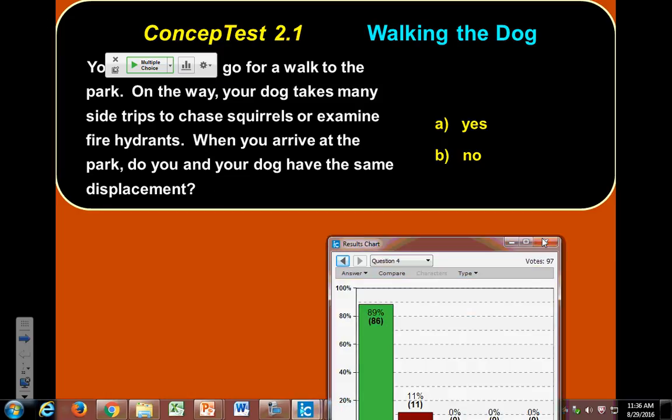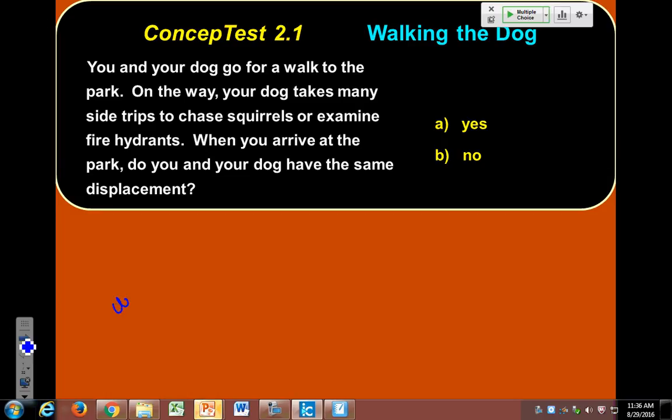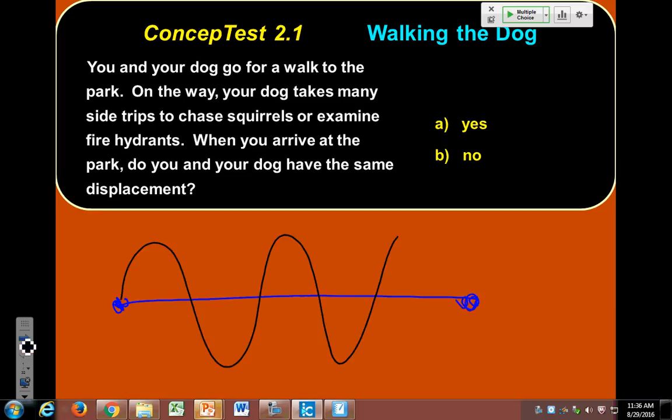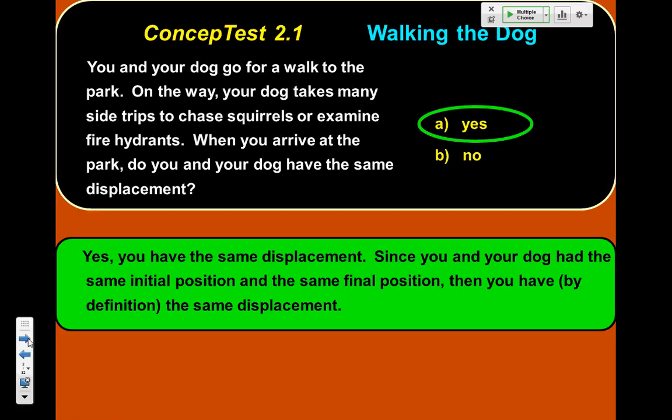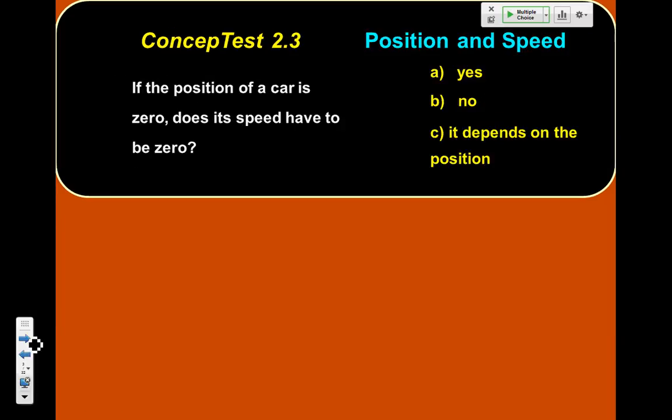Okay, the answer is A, yes. You do have the same displacement. Remember, because displacement is only dependent upon your initial and final position. It's not dependent on what you do in between those two positions. And so you walk from here to here. Your dog, on the other hand, walks like that, but you have the same initial and final position, so you have the same displacement. Have you traveled the same distance? No. Obviously, your dog's traveled a lot farther.